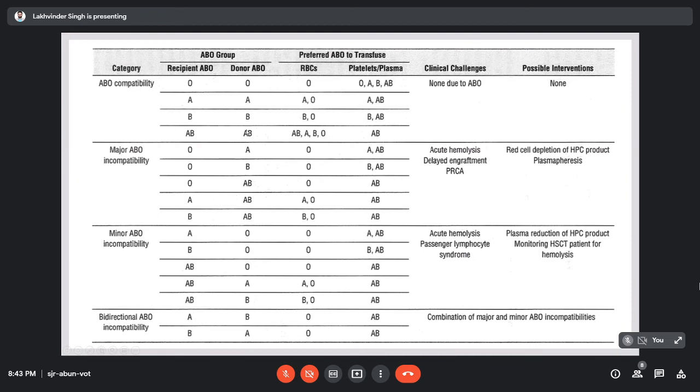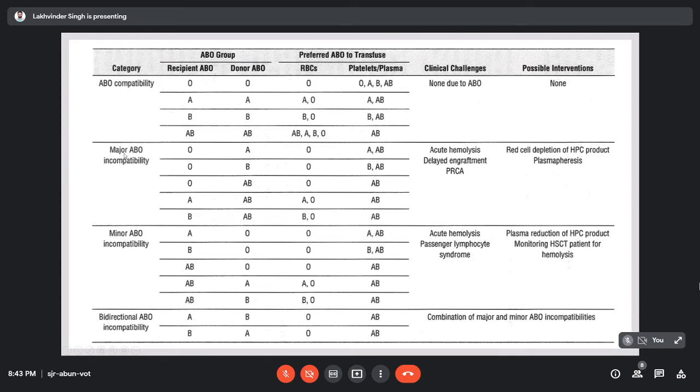So this is a chart with which you can decide which component you can transfuse during that phase between the infusion and the engraftment. I will not explain this in detail. Like in ABO incompatibility, if the recipient is O and the donor is O, it's compatible, so there is no problem.